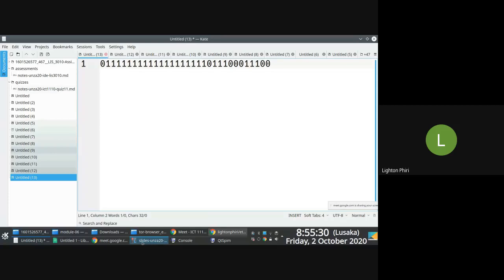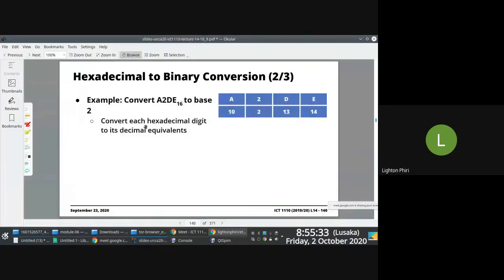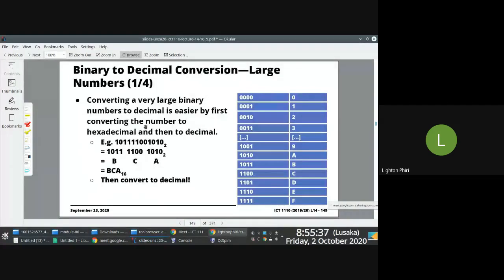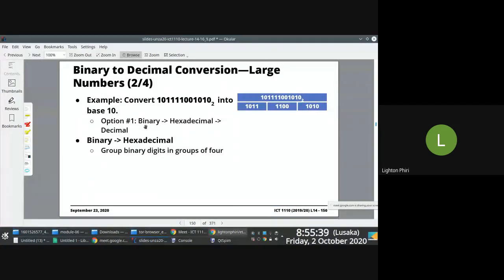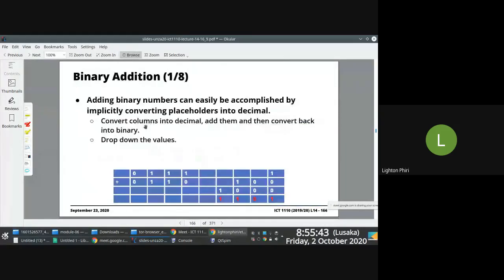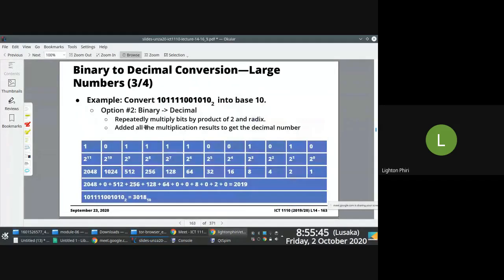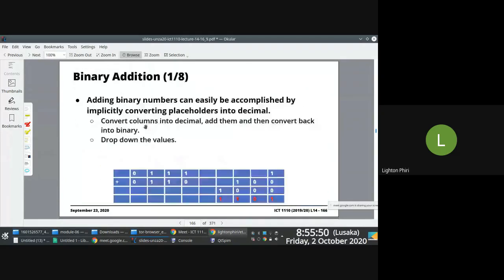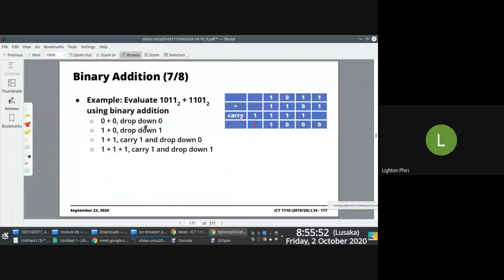Okay, so tomorrow we're just going to walk through these examples that are in the slides, just to reinforce this before we transition to looking at some more examples with large numbers, and then to the basic arithmetic associated with binary numbers: addition, subtraction, multiplication, division.